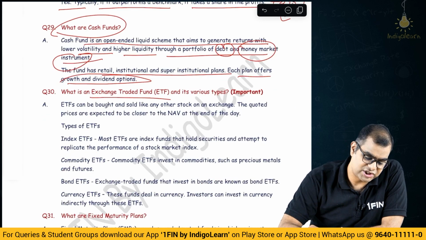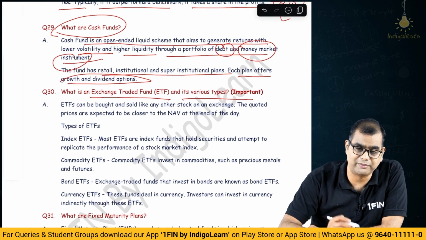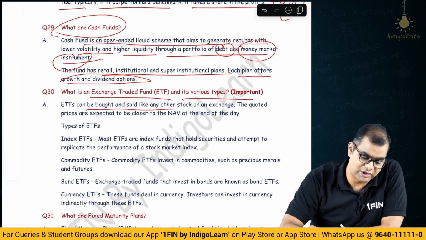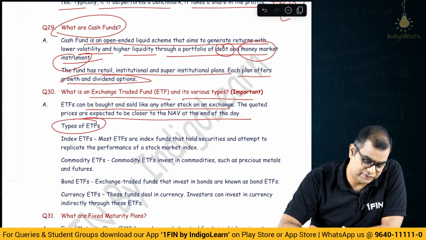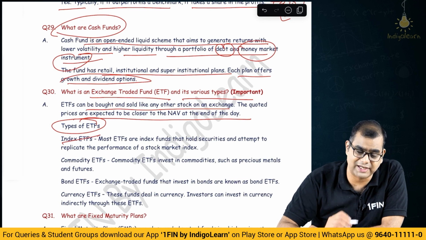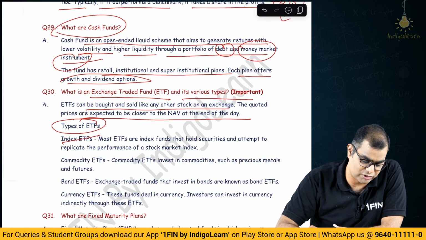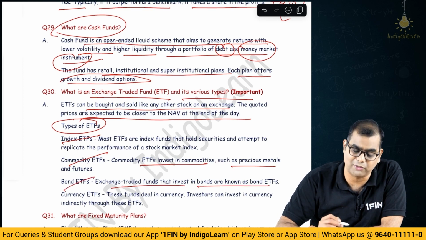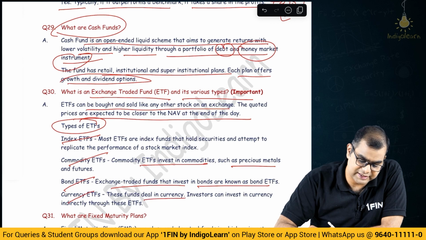Okay. What is an exchange traded fund and what are its types? So this is one important thing. An exchange traded fund can be bought and sold like any other stock on a stock exchange. The quoted price is expected to be closer to the NAV at the end of the day. And types of ETFs: you have index ETFs, which I was telling you about. You can have Nifty index ETFs, and so on. Commodity ETFs invest in commodities such as precious metals. Bond ETFs are exchange traded funds that invest in bonds. Currency ETFs deal in currency. Investors can invest in currency indirectly through these ETFs.